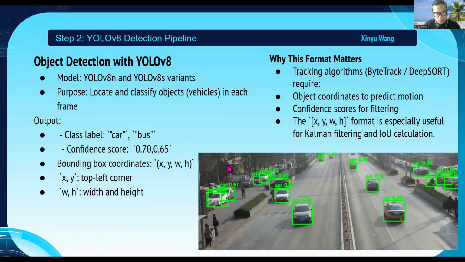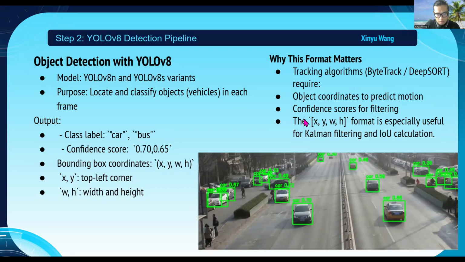The X, Y just represent the top left corner, and the W and H are the width and the height of the image. So we use YOLO to determine the location of the relevant object, its class, and its coordinates inside the image. So why does this format matter?